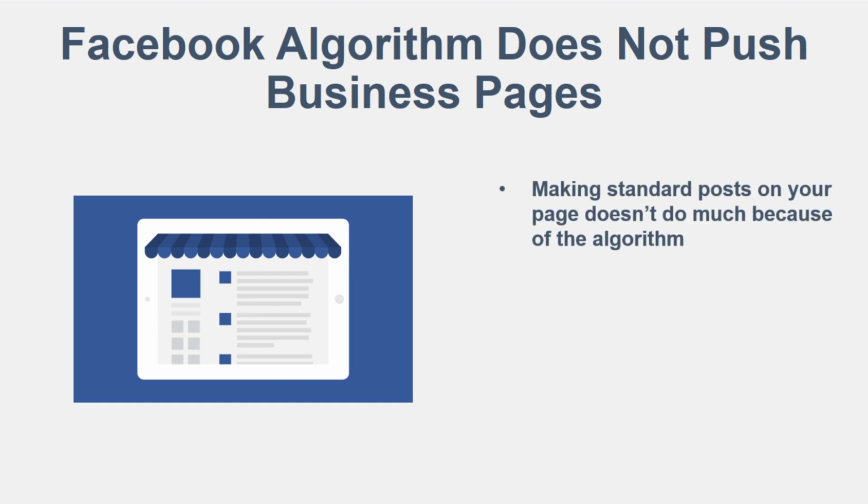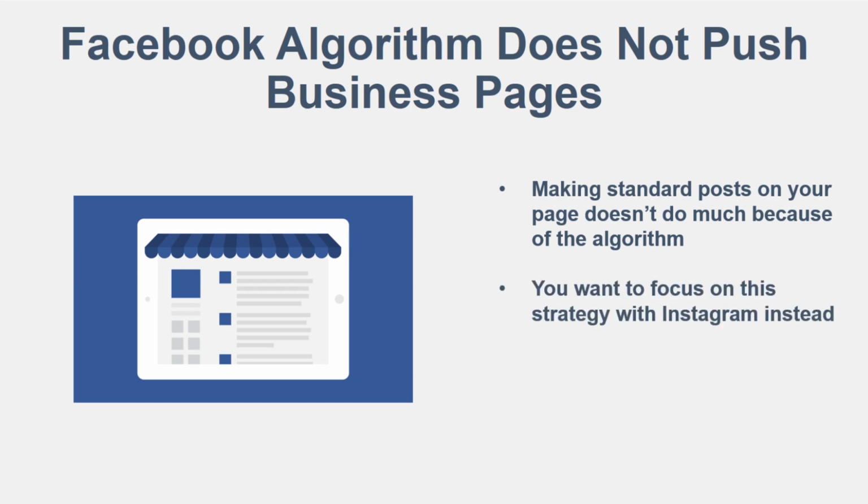Making standard posts on your page doesn't do much because of the algorithm. So we're not even really going to focus at all on making any kind of just standard posts to try and get exposure. Instagram is completely different. Don't use the same strategy on both of them. Facebook's a completely own entity. So with this, you want to focus on that strategy with posts on Instagram instead. What we'll be focusing on more is just creating ads for Facebook, more specifically the retargeting and the lookalike, which we'll get into later in the module, but that's what you need to understand, is just making regular posts does not really do much on Facebook.